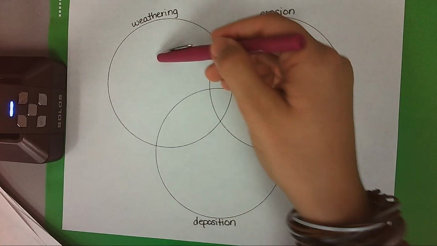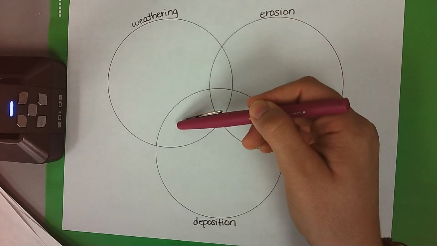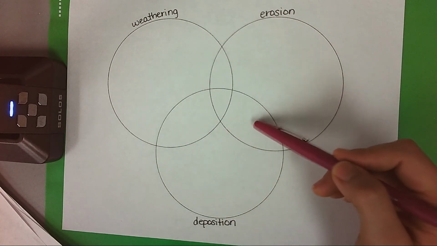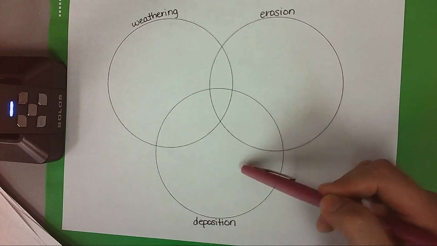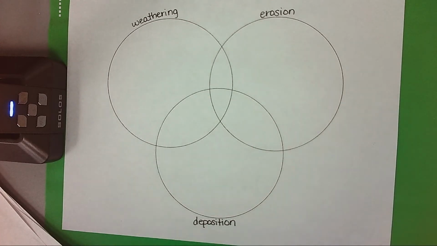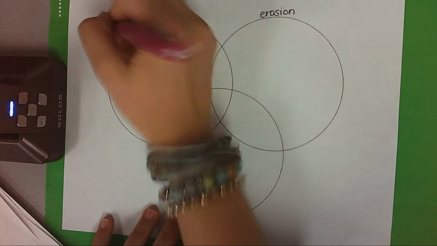Here, we're going to put how weathering and deposition are similar. What do they have in common? And then in this section, erosion and deposition, what do they have in common? Alright, so let's start with weathering.